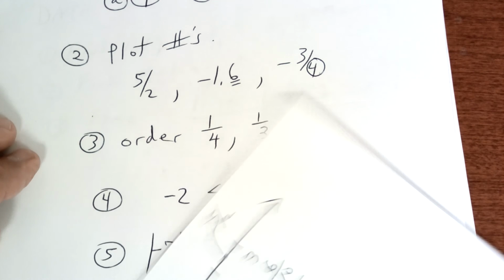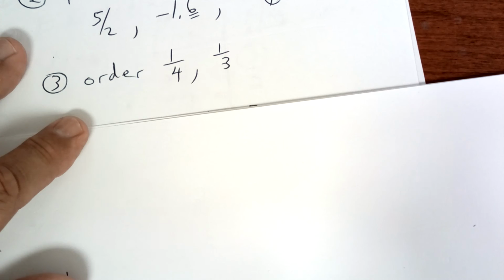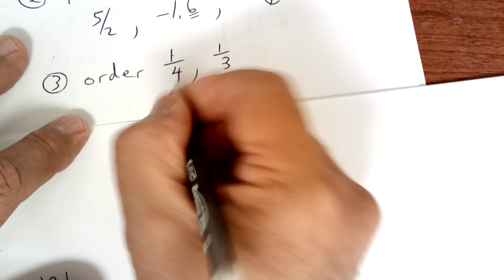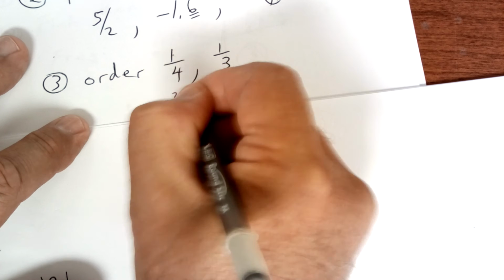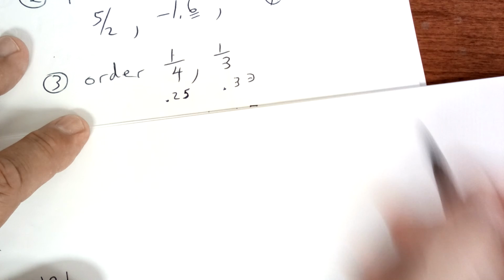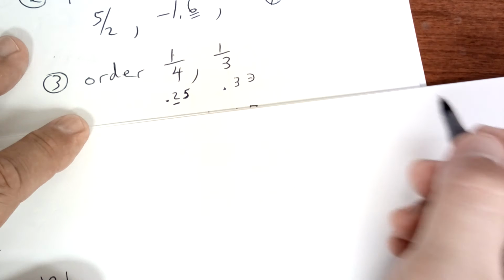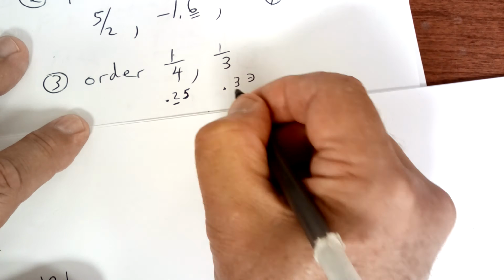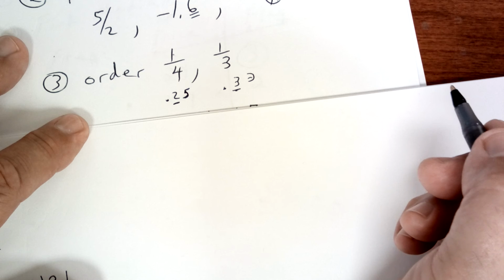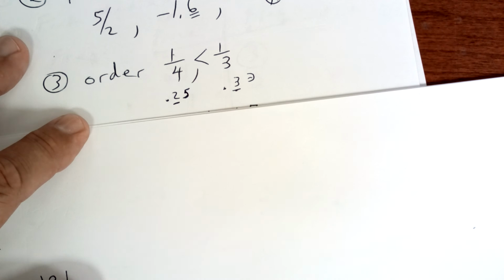This one says order it. So you get your calculator, you take 1 divided by 4 is 0.25. 1 divided by 3 is 0.3 repeating, and then you start comparing. 2 is smaller than 3. So 1/4 is smaller than 1/3. Okay?